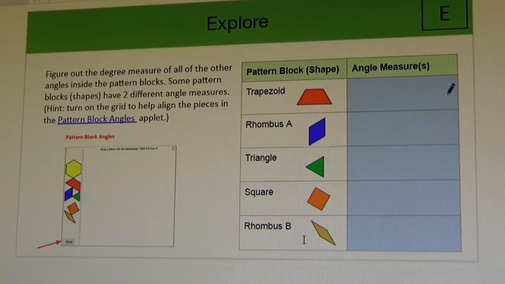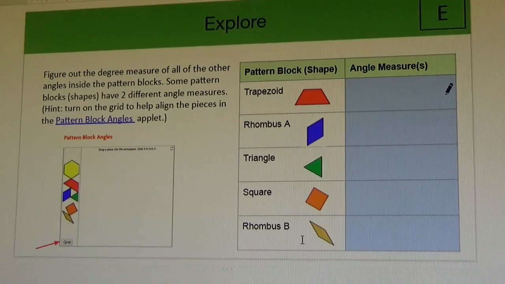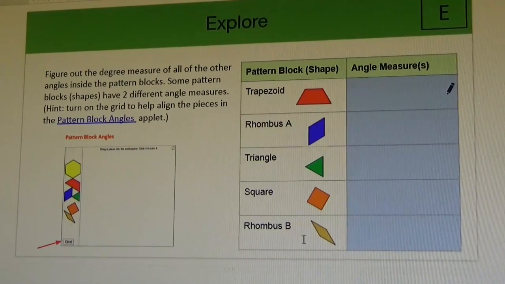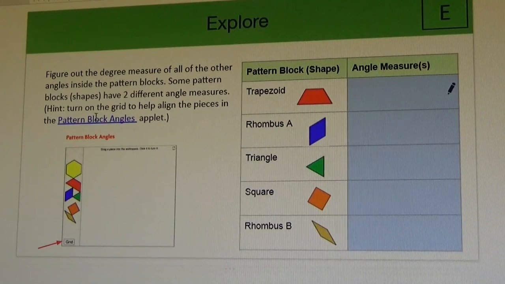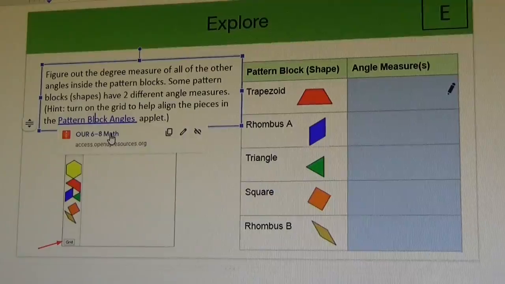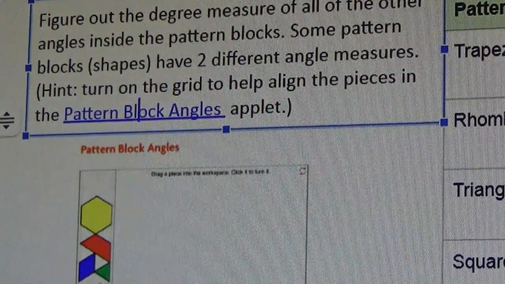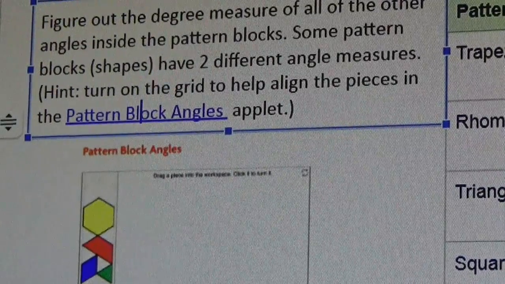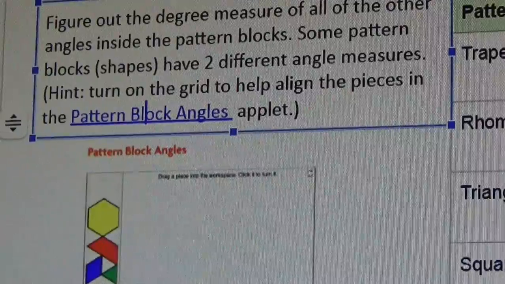Slide E. Now let's have some fun and find all the angles inside each polygon. Come back and write your answer here. So we're going to go to the Pattern Block Angles applet, click here, then click here again. Figure out the degree measure of all the other angles inside the pattern blocks. Remember, some pattern blocks have two different angle measures.